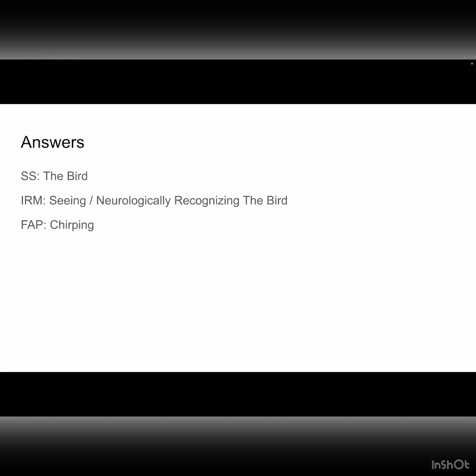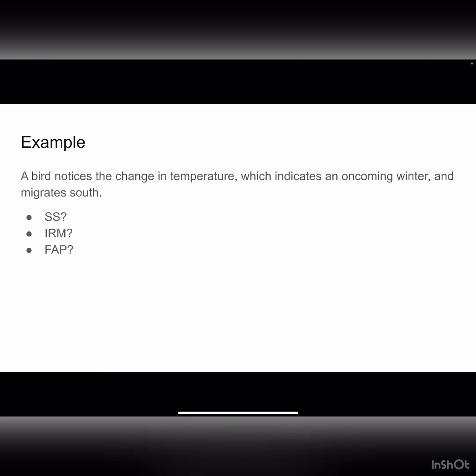Let's try another example. A bird notices the change in temperature, which indicates an oncoming winter, and migrates south. Take a minute and try to determine the sign stimulus, innate releasing mechanism, and fixed action pattern.